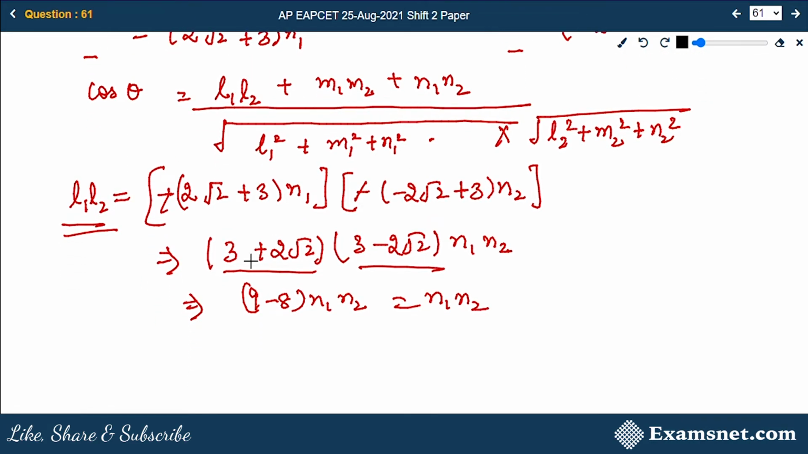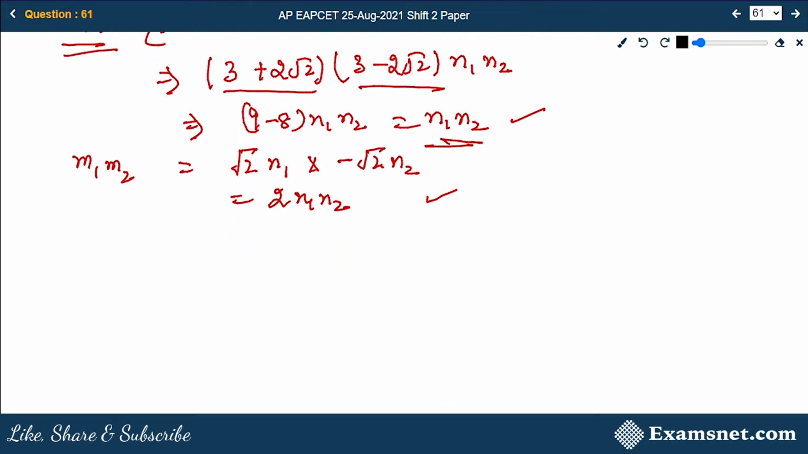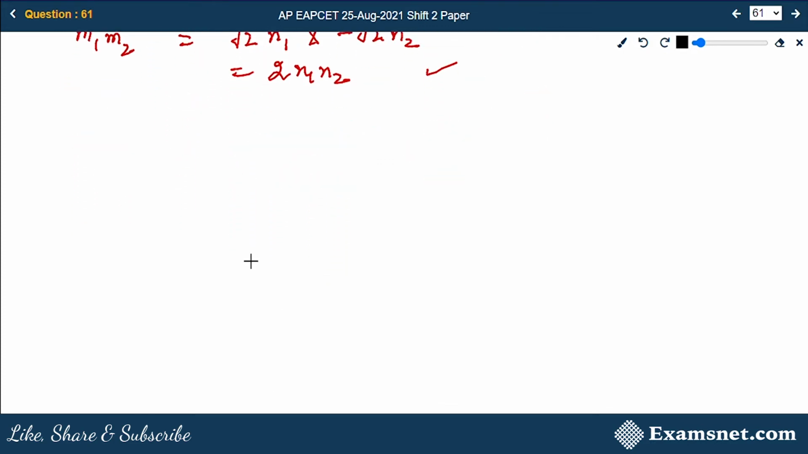Let's find out this m1 m2 also. m1 m2, this is given by under root 2 n1 into minus under root 2 n2. This will be minus 2 n1 n2, right? I will not touch this n1 n2 because I have taken both l1 l2 and m1 m2 in terms of n1 n2, so I will not touch it. It will be used as such. Now let's fill in the values.